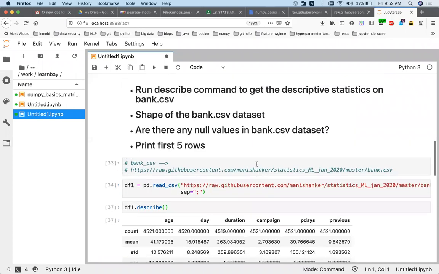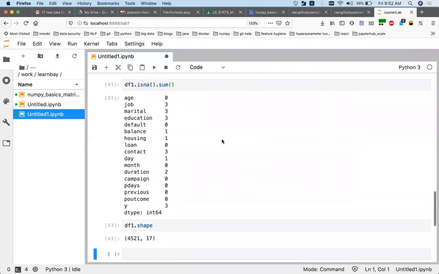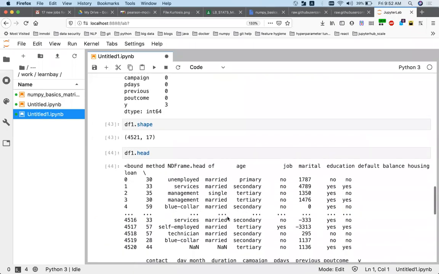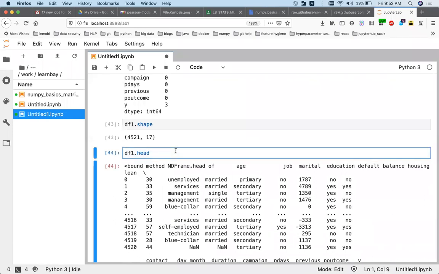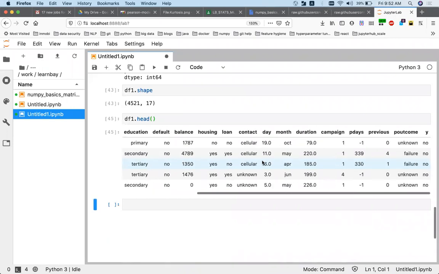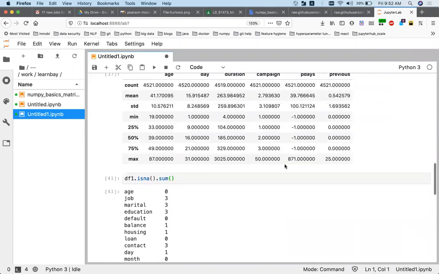These are the print 5 rows. So this is simple, guys. All you have to do is df1.head. Is this correct? That is a function, called with brackets. Okay, so I hope you got the basic hang of it.